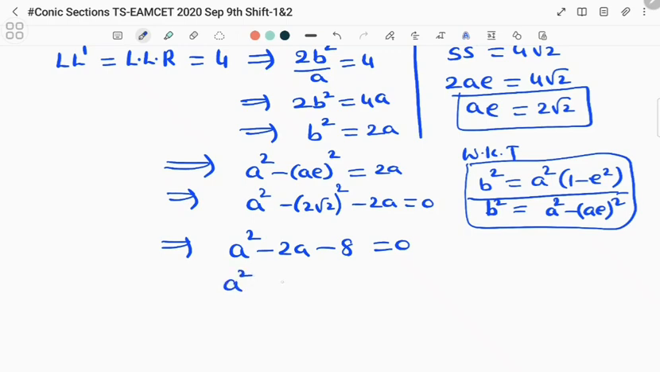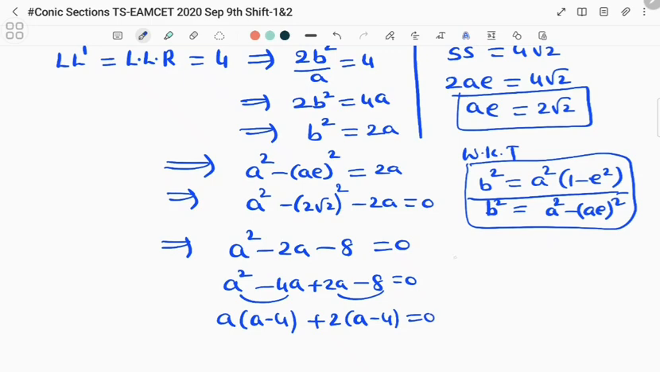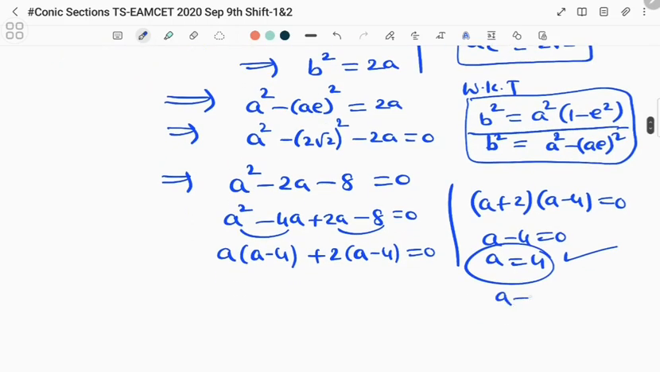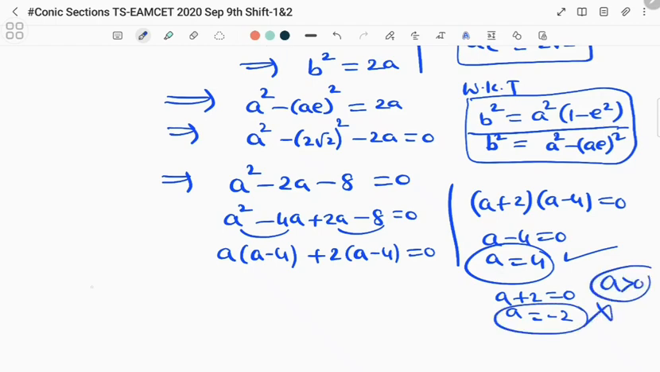Is it possible to do that factorization? Minus 8 I want. So minus 4A plus 2A minus 8 equal to 0. So A into A minus 4 plus 2 into A minus 4, so A plus 2 into A minus 4 equal to 0. A minus 4 equal to 0, A is equal to 4. A plus 2 equal to 0, A is equal to minus 2, is not acceptable. Why? Because A is always greater than 0.